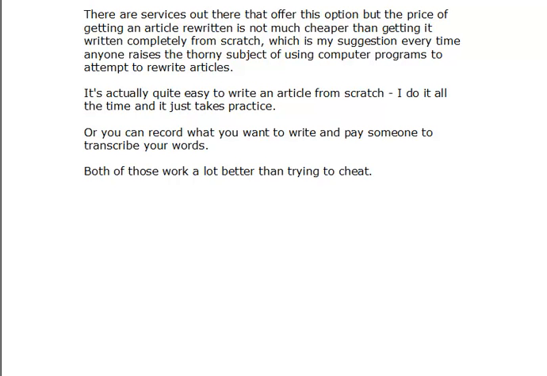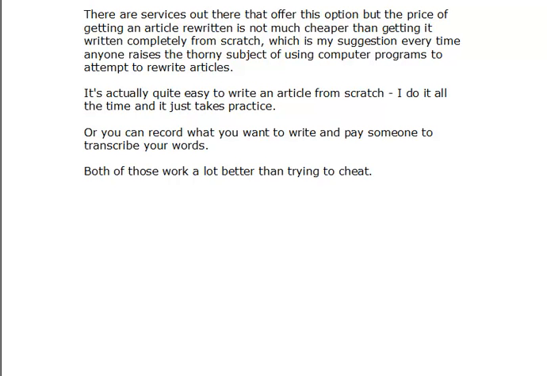Personally, I'd suggest that a computer program just hasn't got enough knowledge, and I don't think it's going to have for quite some time yet, to be able to rewrite articles successfully. And it's actually quite easy to write an article from scratch. I do it all the time and it just takes a bit of practice. Or you can record it. That's pretty much what I'm doing in this video.